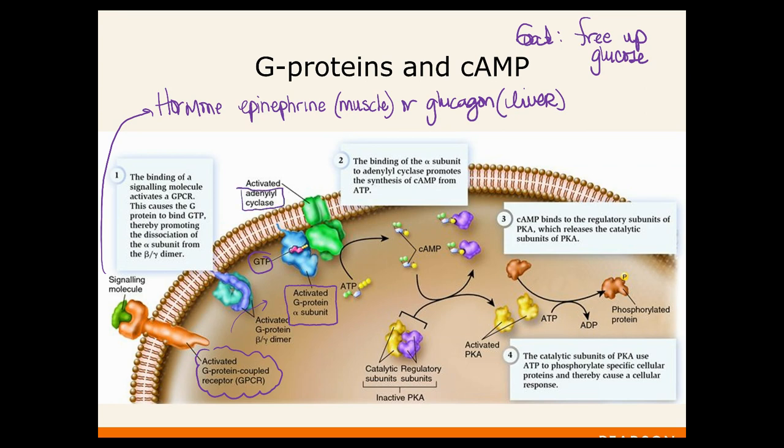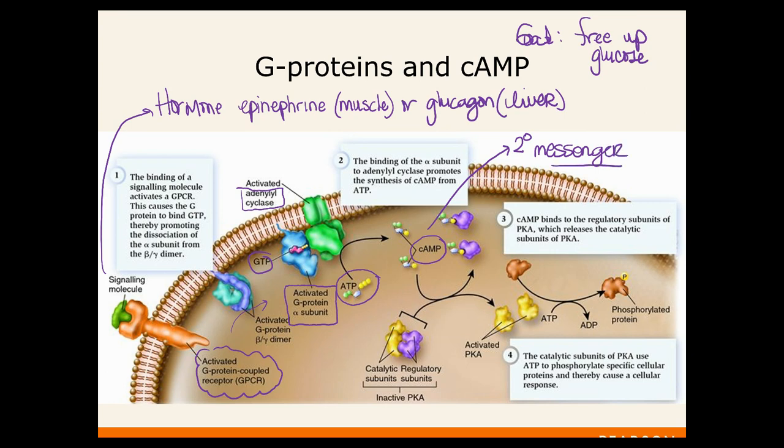And what does that protein do? It converts ATP to cyclic AMP, just a different version of it. It's not triphosphate anymore, it's monophosphate. It's a circular structure. Okay, so it promotes the formation of the secondary messenger.